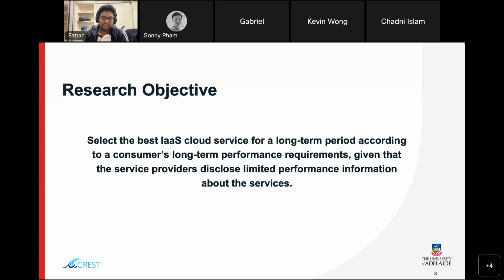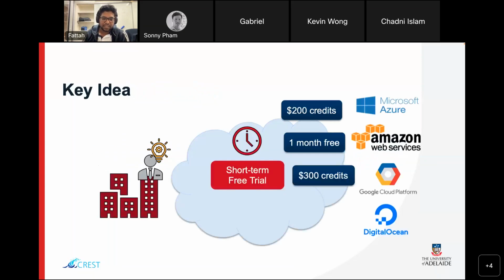So we started our research with an interesting insight from the real world. We found that at least the major providers offer free, short-term trials to entice potential consumers. For example, Google offers $300 credits so that consumers can spend them on various services and test their application workload for a short period of time. A consumer can then monitor the performance of different providers and select the best one that fits their performance requirement. But there are a few challenges.